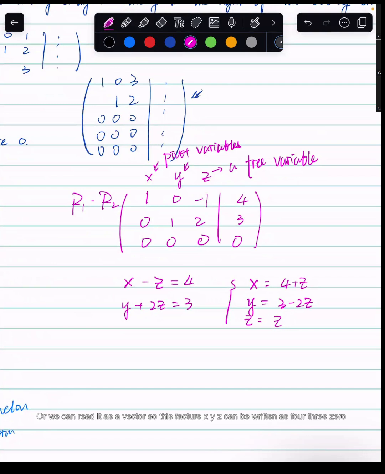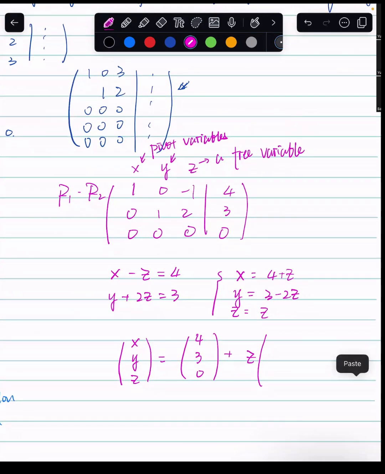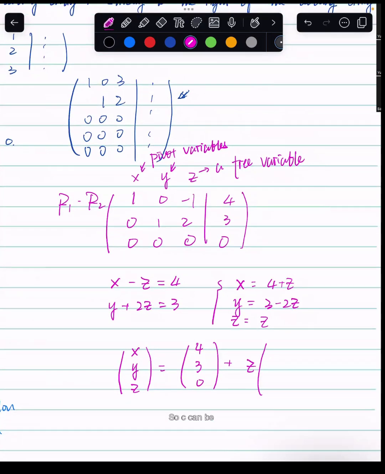Or you can write it as a vector. So this vector xyz can be written as 4, 3, 0 plus z multiplied by a vector: y is 3 minus 2z, so it's negative 2 here, and x is 4 plus z, so it'd be 1 here.